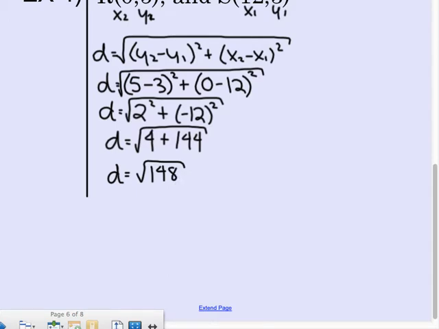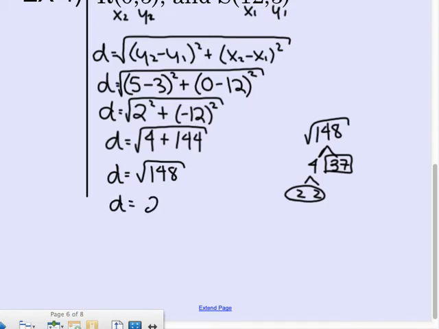If you do that in your calculator, you will get a decimal. So, just like before, we need to make a factor tree. We can split that into 4 and 37. 4 goes into 2 and 2. 37 is a prime number. So when you simplify, you will get 2 square root of 37.